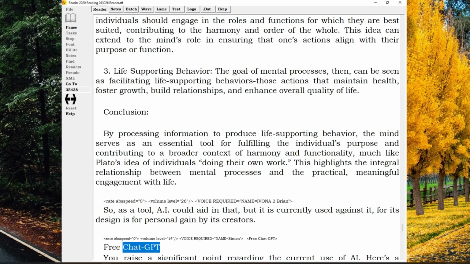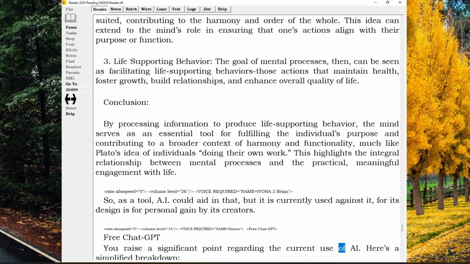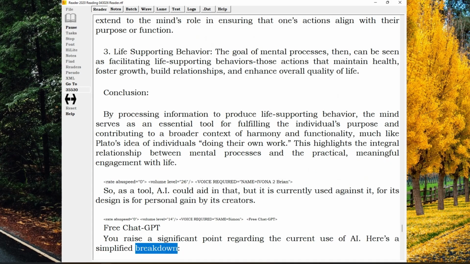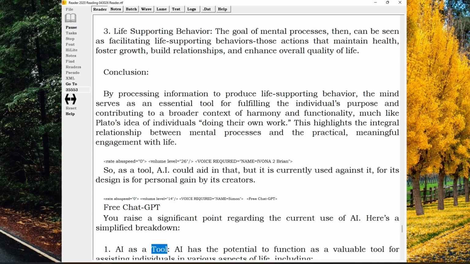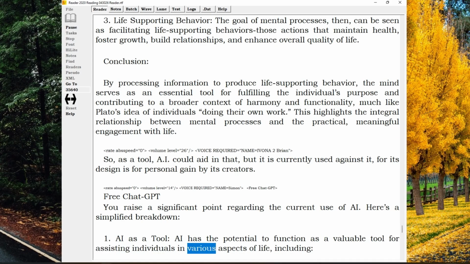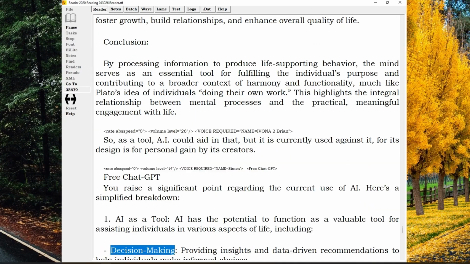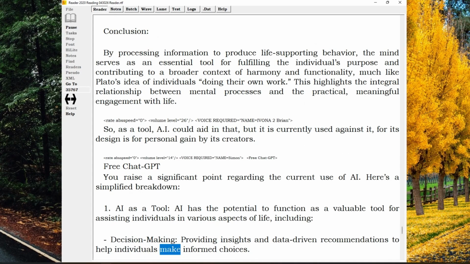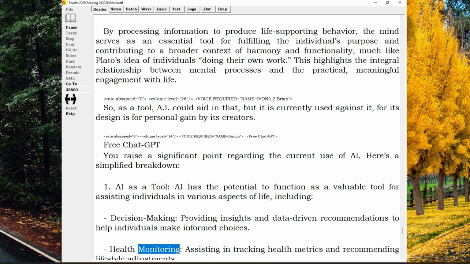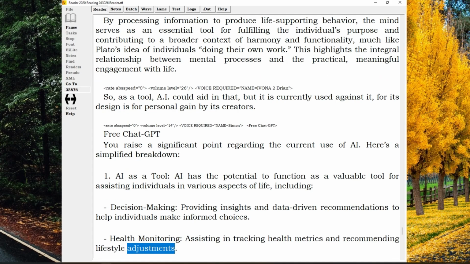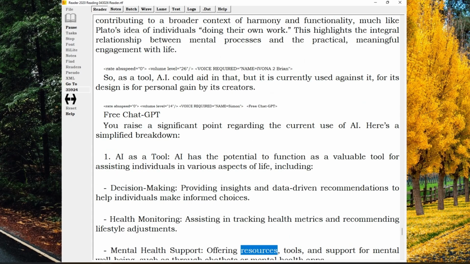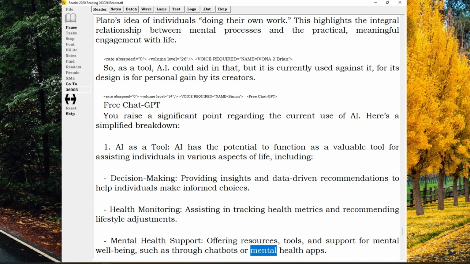Free Chat GPT raises a significant point regarding the current use of AI. Here's a simplified breakdown. 1. AI as a tool. AI has the potential to function as a valuable tool for assisting individuals in various aspects of life, including decision-making, providing insights and data-driven recommendations to help individuals make informed choices, health monitoring, assisting in tracking health metrics and recommending lifestyle adjustments, mental health support, offering resources, tools, and support for mental well-being, such as through chatbots or mental health apps.